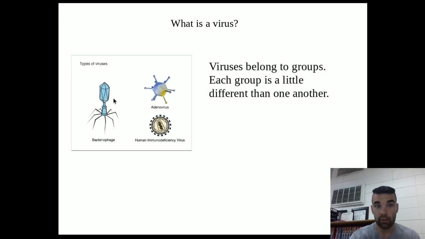First of all, what is a virus? As you can see here, viruses belong to different family groups, right? You have the bacteriophage here, which infects bacteria. You have this adenovirus, which is very similar to the common cold. Then you have even things such as HIV virus, right? So as you can see, they look different. They have different properties. And the coronavirus is very similar to this adenovirus right here that causes the common cold. So keep that in mind that not all viruses are the same and not all of them work the same way, okay?